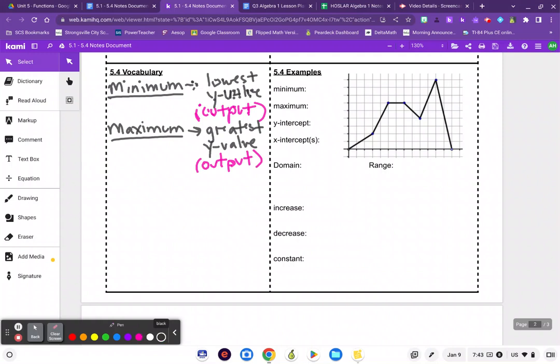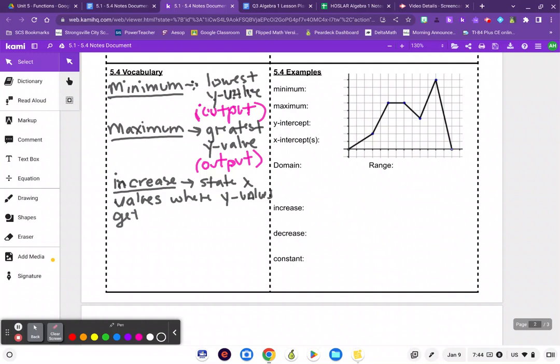And then we talked about the movement of a function. So we looked at how a function can increase, which again, we've talked about when we looked at slope. Increase means that my outputs are getting larger and larger and larger, right? I'm moving in an upwards direction. And so we state the x values where the y values get larger.